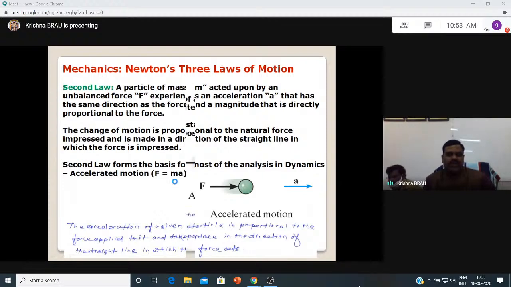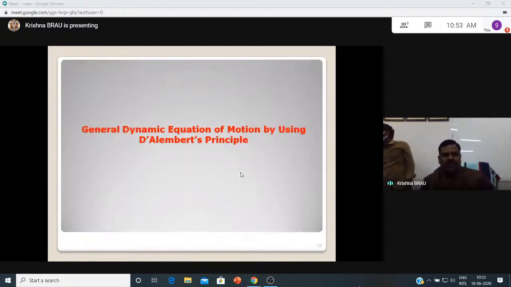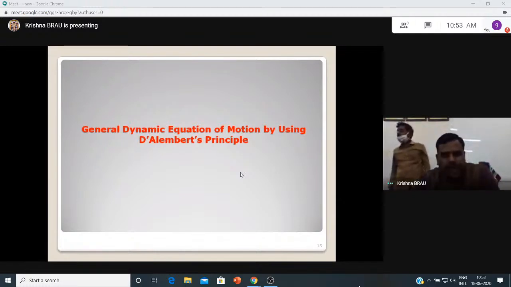Whereas the third law: for every action, there is always an equal and opposite reaction. This is what we use in mechanics problems and other things. So these are the fundamentals. Today we will concentrate on the general dynamic equation of motion using D'Alembert's principle.